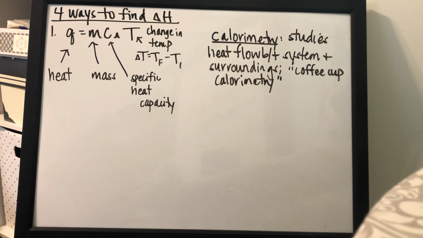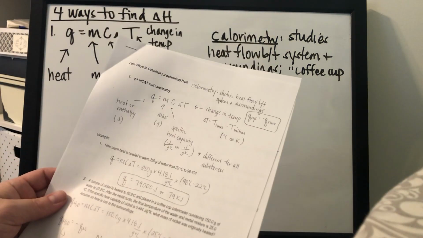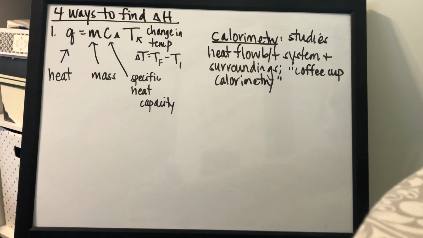Okay, this video is the second part in the thermochem review video, and it's the 4 ways to find delta H topic of discussion. And you have a guided note packet that says exactly that. So we have been through all of these before. It's a review. I'm going to try to move quickly. But again, this is the 4 ways to find delta H, which of course is enthalpy or heat.